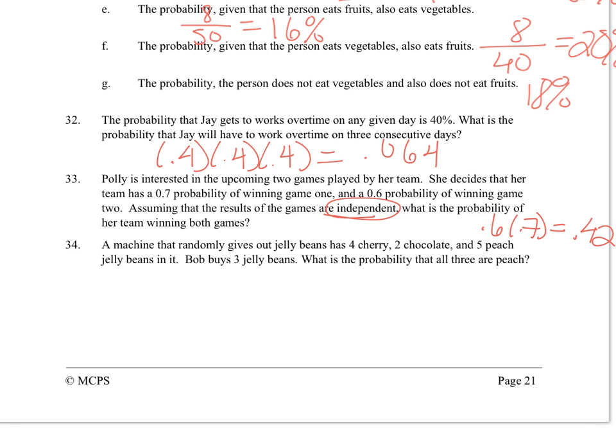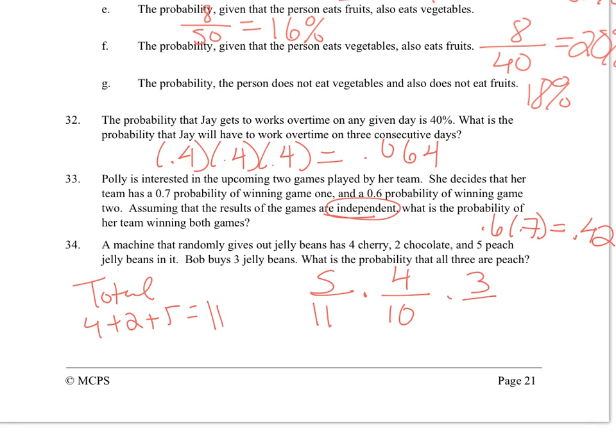And then for 34, all 3 are peach. All right, what's the total? It's 4 plus 2 plus 5. It's 11. So there's 5 out of 11 peach to start. And then there'll be 4 out of 10. And then there'll be 3 out of 9. So when we multiply, we get 60 out of 990.